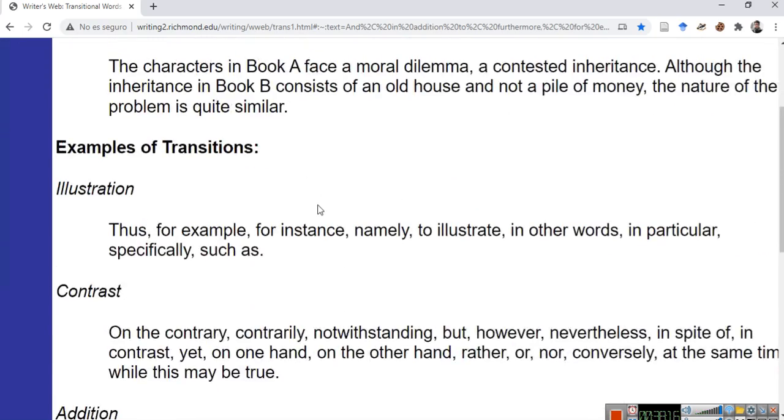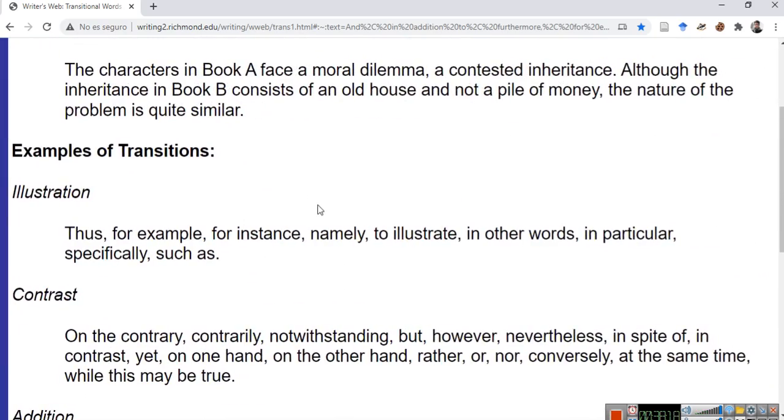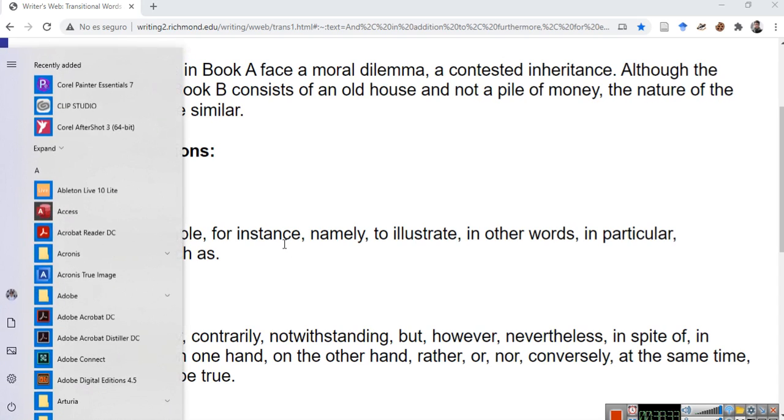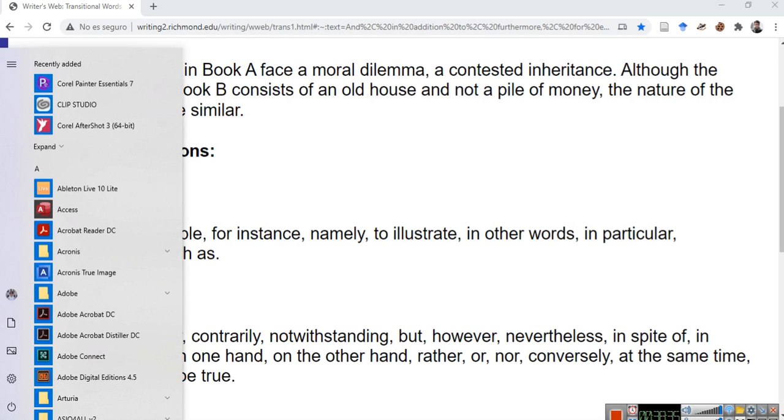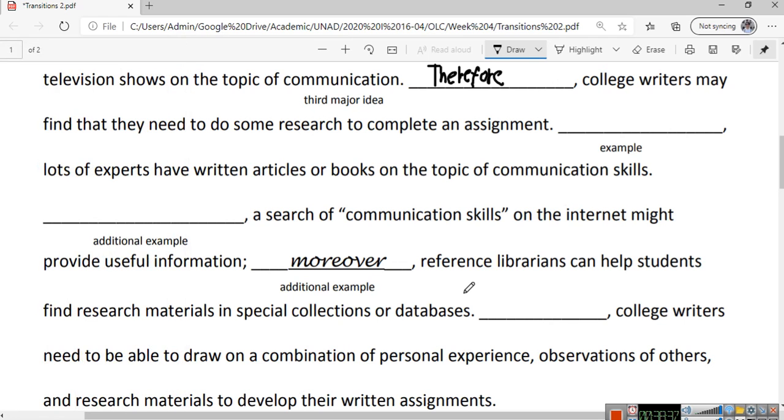The first one. We have thus, for example, for instance, namely, to illustrate, in other words, in particular, specifically, such as. Keep in mind, these are not the only transitions that we have. We have millions, and it largely depends on your originality. You can use this. It's easier if you use this. So let's try to use an illustration transition for this one. Lots of experts have written articles or books on the topic of communication skills.